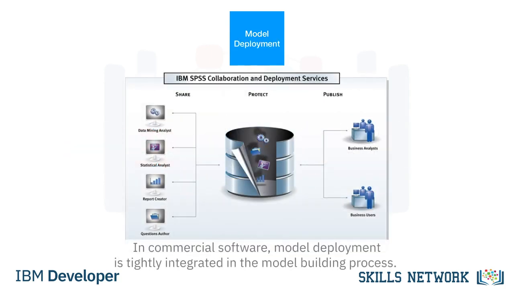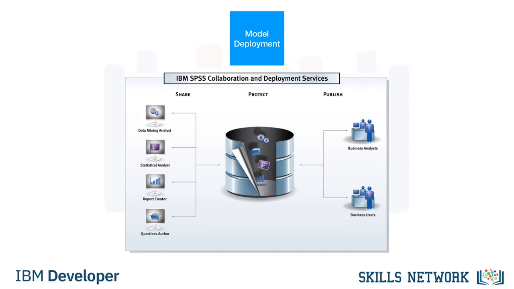In commercial software, model deployment is tightly integrated in the model building process. This diagram shows an example of the SPSS Collaboration and Deployment Services, which are used to deploy any type of asset created by the SPSS software tools suite. Other vendors use the same type of process. Commercial software can also export models in an open format. For example, SPSS Modeler supports the exporting of models as Predictive Model Markup Language, or PMML, which can be read by many other commercial and open software packages.